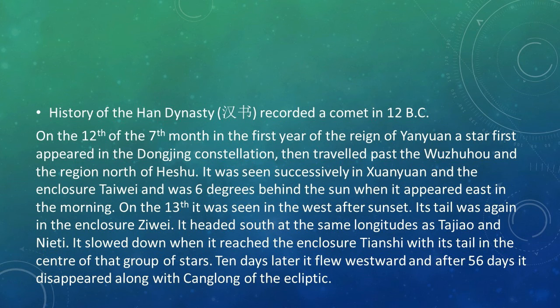On the 13th, so this person had nothing better to do. On the 12th and 13th also sit there and observe. On the 13th, it was seen in the west after sunset. Its tail was again in the enclosure Ziwei. It headed south at the same longitudes as Tajiao and Nieti. It slowed down. I can tell you it slowed down. It slowed down when it reached the enclosure Tianshu with its tail in the center of that group of stars. 10 days later, it flew westward, and after 56 days, it disappeared along Changlong of the ecliptic. This person observed for 56 days. That's a good job. I wish I could do a job like that, just observe.